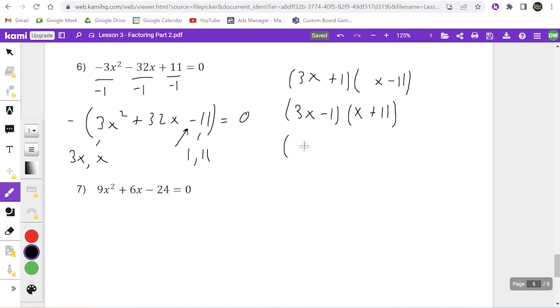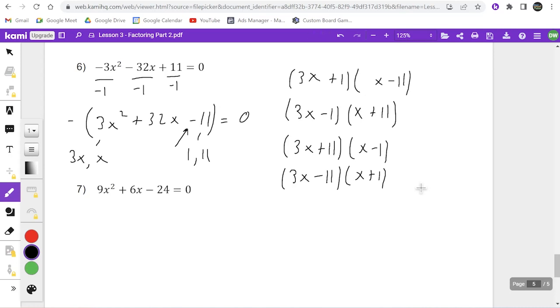Nope, I'm wrong, sorry. It's 3x plus 11 times x minus 1, and then 3x minus 11 times x plus 1. Okay, so it looks like we have 4 combinations to choose from. Again, I'm going to be using that shortcut method we did earlier. What was the shortcut method?